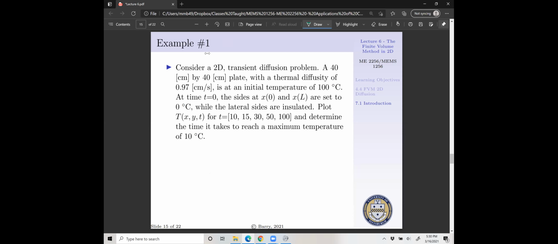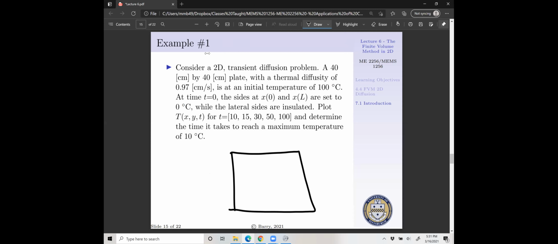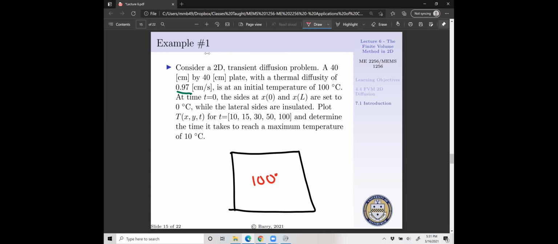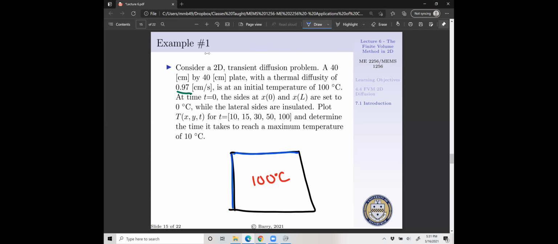So let us now look at an example of a transient 2D diffusion problem. We're actually going to have a little bit of fun. Let's imagine we have a 40 centimeter by 40 centimeter plate, and we're going to find our thermal diffusivity as 0.97 centimeters squared per second. This system is initially at a temperature of 100 degrees centigrade everywhere. Then once time t is equal to 0, we expose our top, left, right, and bottom sides all to a temperature of 0 degrees centigrade.